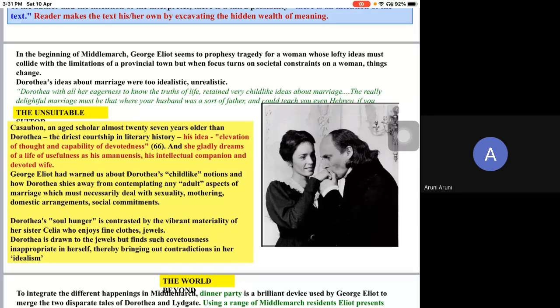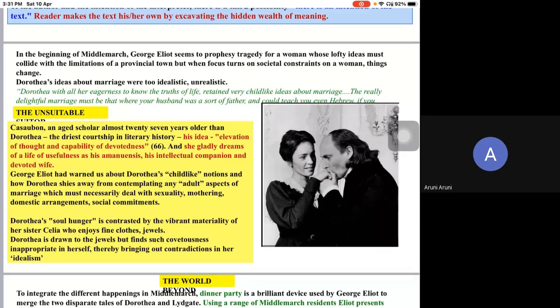The unsuitable suitor: Casaubon, an aged scholar, almost 27 years older than Dorothea. Their courtship is very often described as one of the driest courtships in literary history. She sees in him elevation of thought and capability of devotedness, and she gladly dreams of a life of usefulness as his amanuensis, his intellectual companion and devoted wife, which doesn't happen.